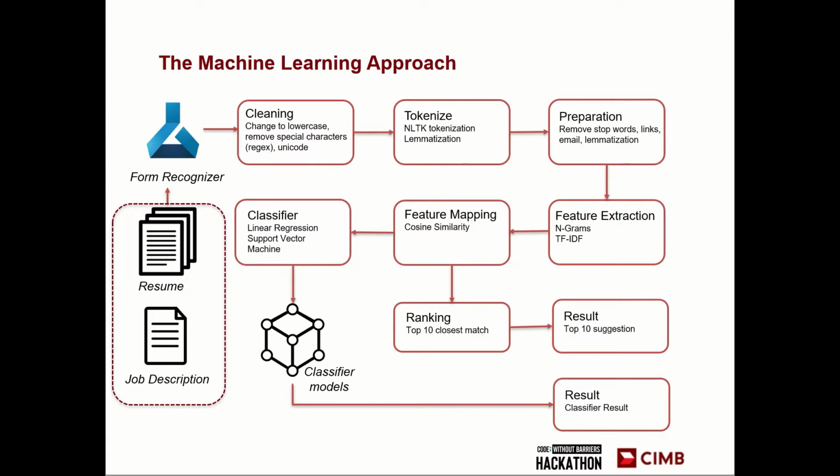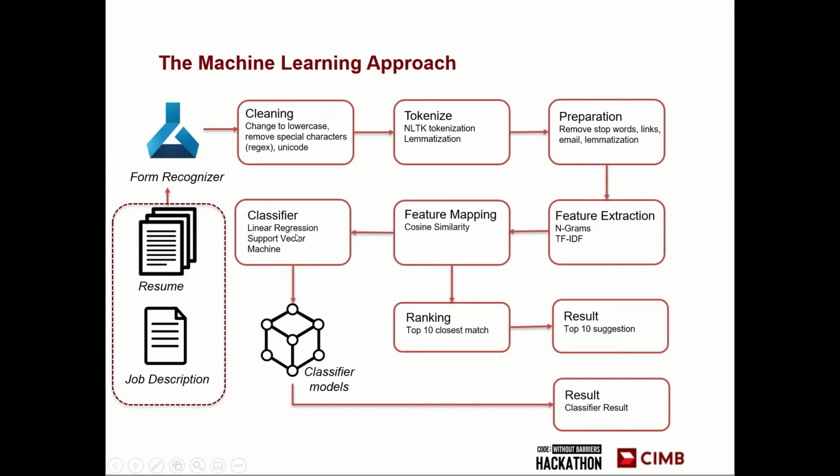So the machine learning approach for this solution is basically using Azure Machine Learning Studio and also the other applied solutions that I mentioned. The job description and resume could be coming in as PDF, and then we would use the Form Recognizer to convert from PDF to Excel. I would use an OCR. And then cleaning would be done, tokenizing, and then preparation of the data. Feature extraction using n-grams and also TF-IDF. Feature mapping is basically to match between the keywords of the resume and the keywords of the job description, with the job description keywords as a reference.